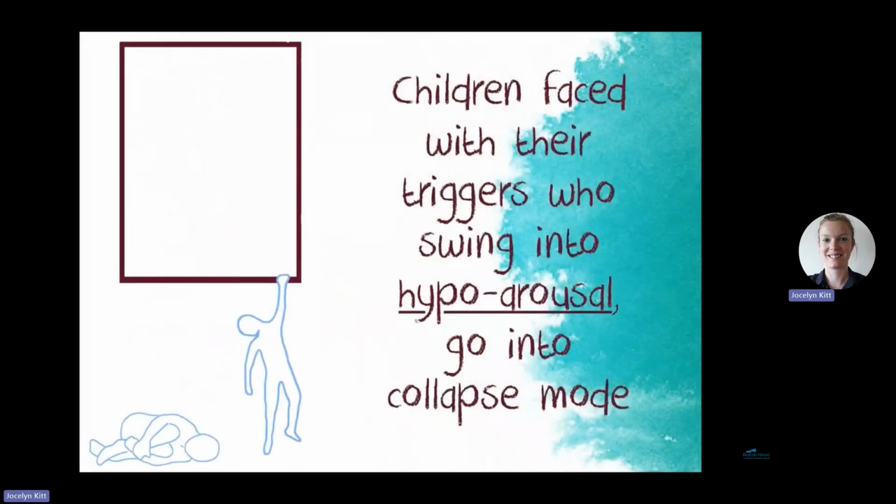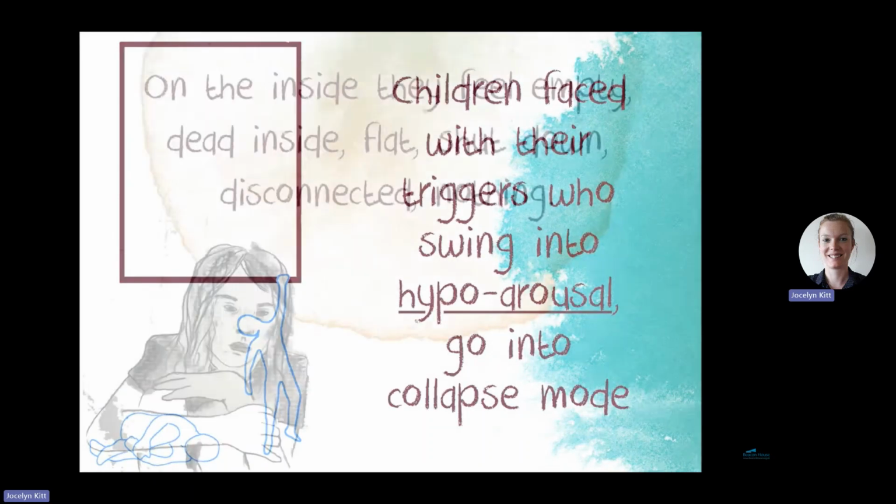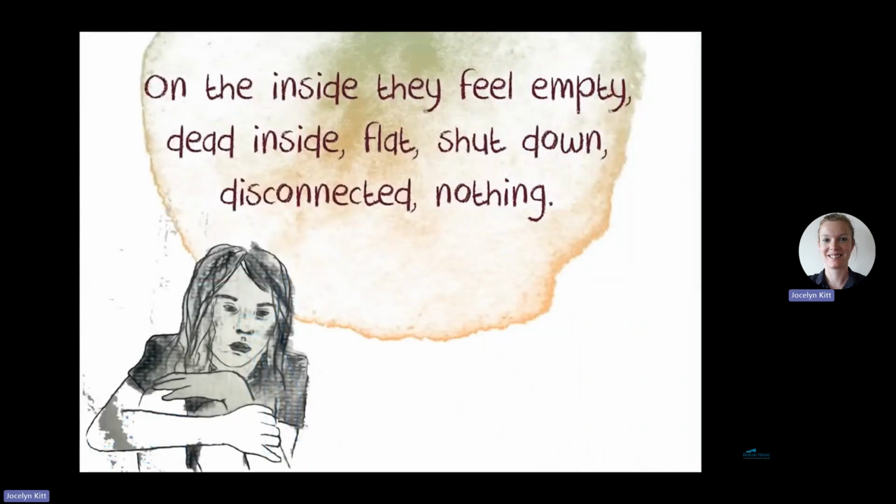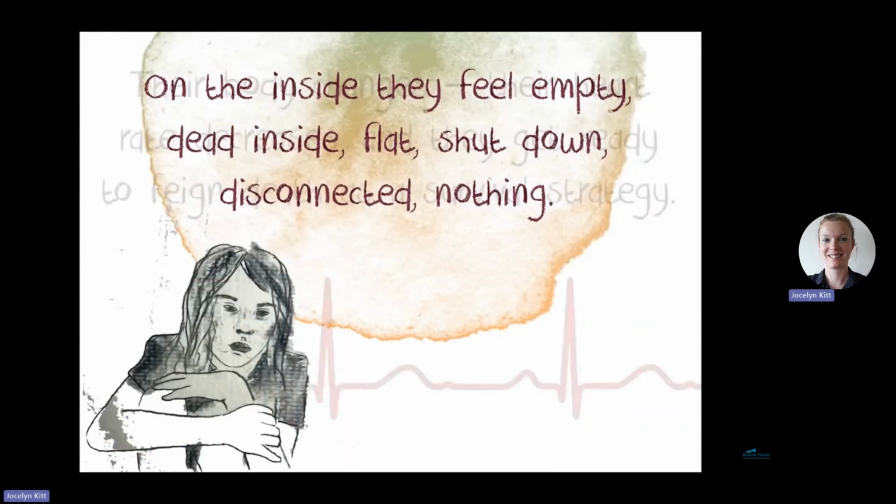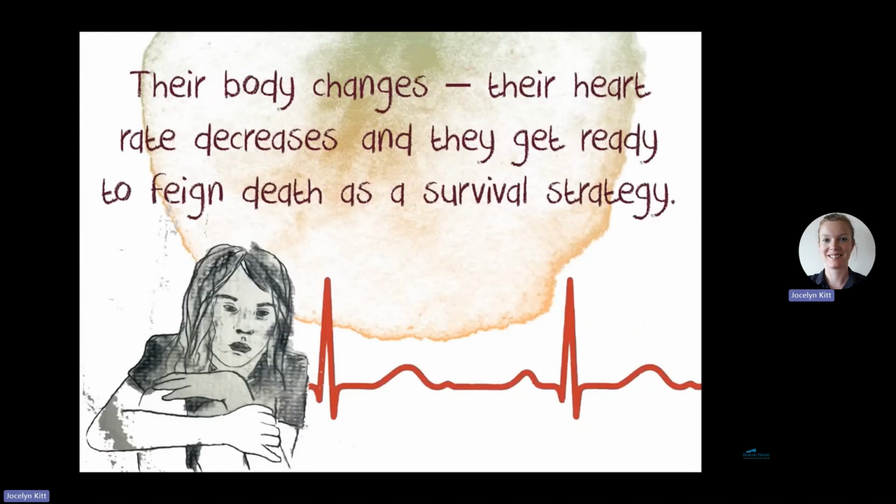Children faced with their triggers who swing into hypoarousal go into collapse mode. On the inside, they feel empty, dead inside, flat, shut down, disconnected, just nothing. Their body changes, their heart rate decreases, and they get ready to feign death as a survival strategy.